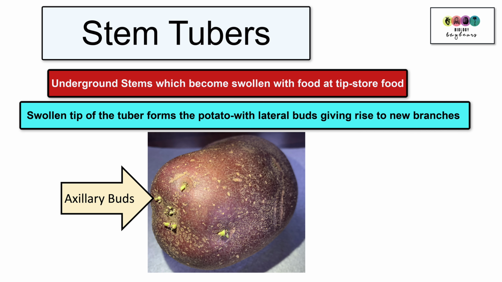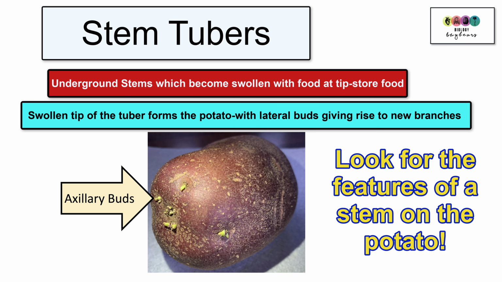Some plants can form stem tubers. These are underground stems which become swollen with food at the tip, so in this way they're used to store food. However, when you look at the formation of the potato, this stem tuber, it has all the attributes or all the features of a stem, and when you look at the potato and see the eyes, the axillary or lateral buds, these can give rise to new branches.